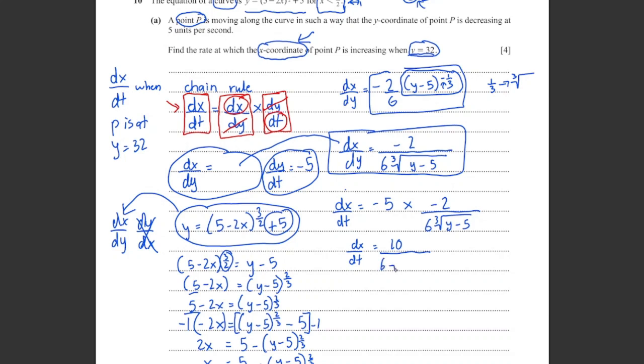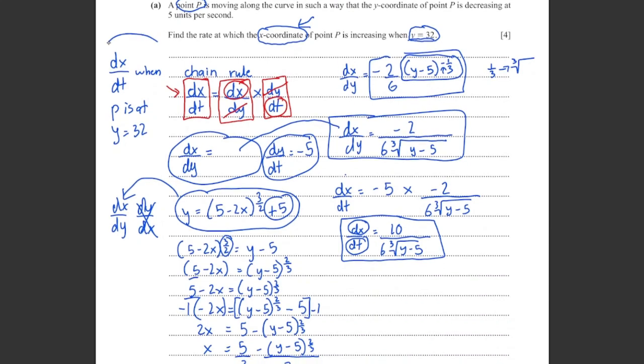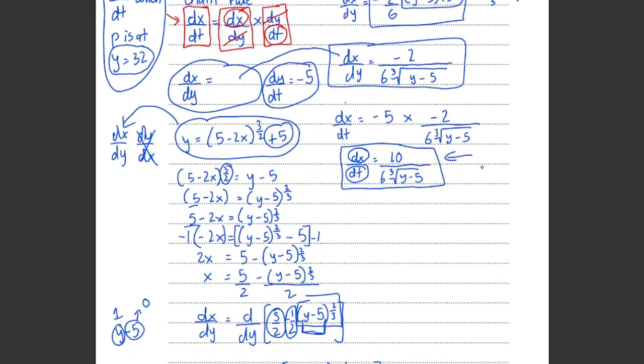And so I get this 6 cube root y minus 5. Now this thing is going to tell me how the dx, or how the x coordinate changes with respect to time. Okay, but now what I need to do is, if you go back over here, I needed to find how my x changes with respect to t when y is equal to 32. So for this thing, I'm going to put my y as 32.